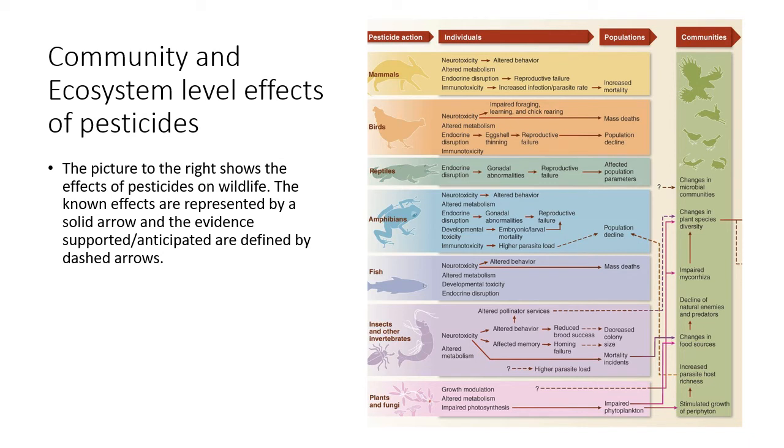The picture to the right is one from Figure 2 of my group's article. It shows how pesticides affected wildlife on individual, population, and community levels. The known effects are shown by solid arrows, and the anticipated effects are dashed arrows. Almost all individuals show consequences like altered behavior and reproductive failure. The result of this is a decline in population. For communities, this can mean a change in food source and even a decrease in natural predators.